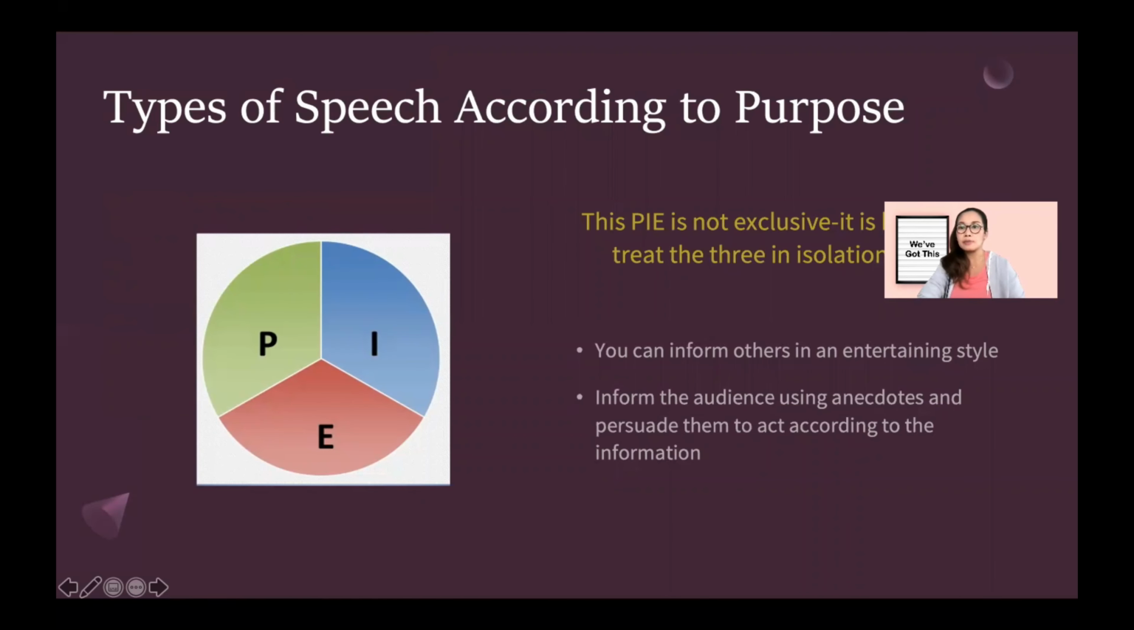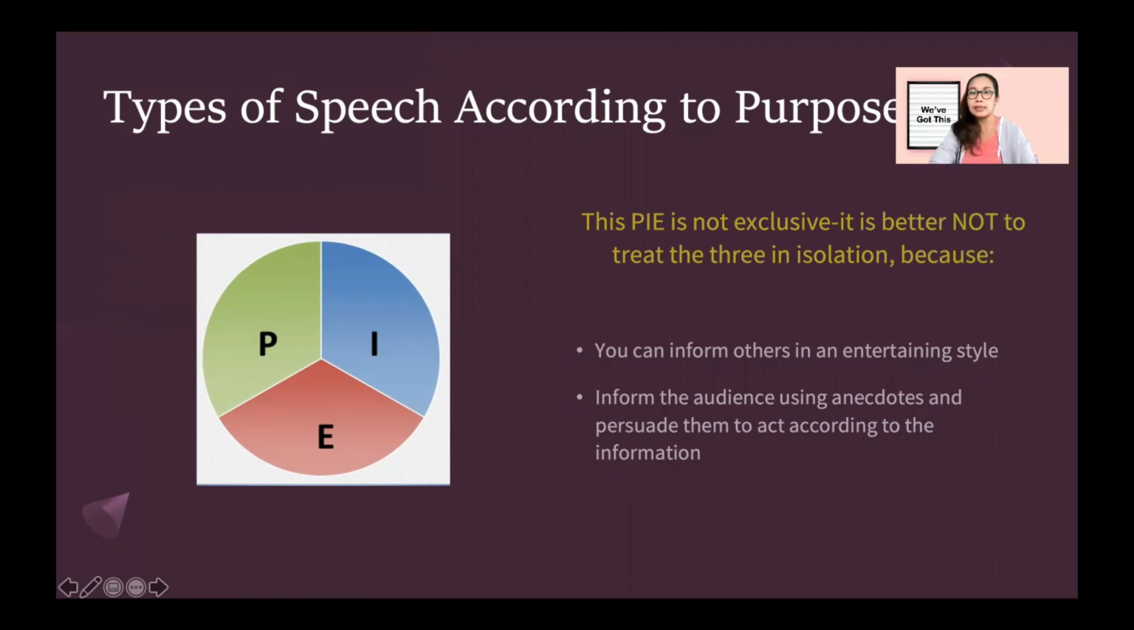Alrighty. So now we're going to start discussing the types of speech according to purpose. If you see the pie here, oh my God, it makes me hungry. The pie here stands for persuasive speech, informative speech, and entertaining speech, or entertainment, basically.